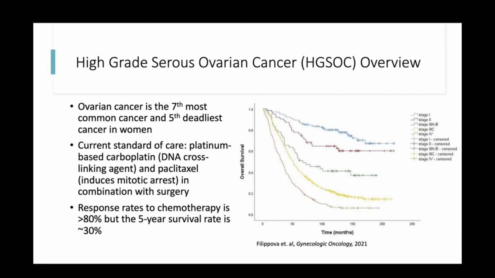The current standard of care is platinum-based carboplatin, which is a DNA cross-linking agent, and paclitaxel, which induces mitotic arrest in cells. These two chemotherapy drugs are used in combination with surgery to treat ovarian cancer patients. The response rate to chemotherapy is quite high, around 80%, but the survival rate in patients is still quite low, around 30%, as you can see here in this graph.